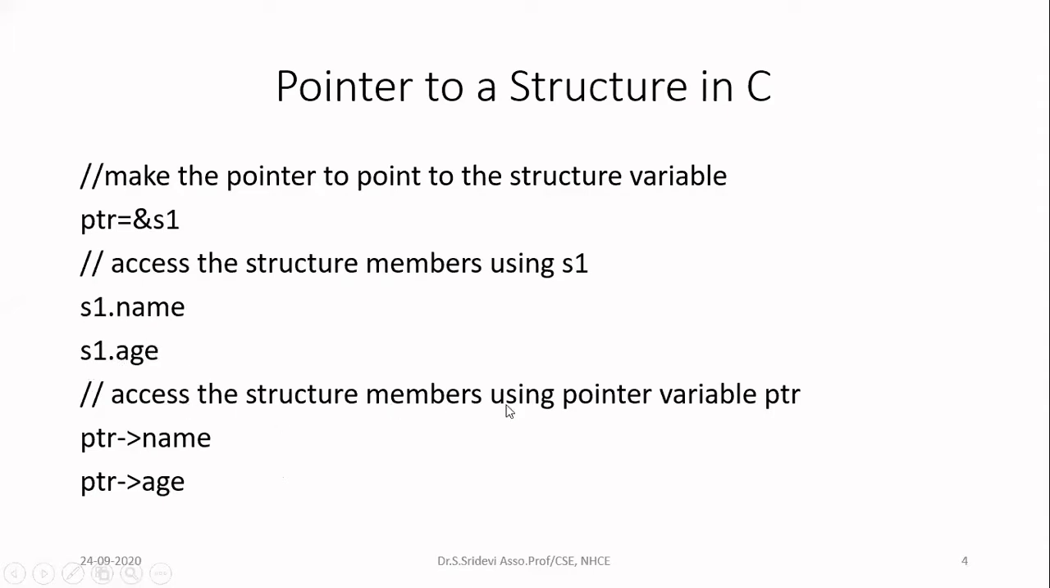If you access the structure members using pointer variable ptr, you have to write ptr. See here, this operator is called the arrow operator. How to type this operator in your keyboard is, you don't have any key with arrow. You have to first type this minus symbol. After that, you press the greater symbol. Okay, you have to type two characters in your keyboard to get the arrow. Type minus and then greater. Okay, then you will get the arrow. So instead of this dot, you have to now type this arrow symbol.